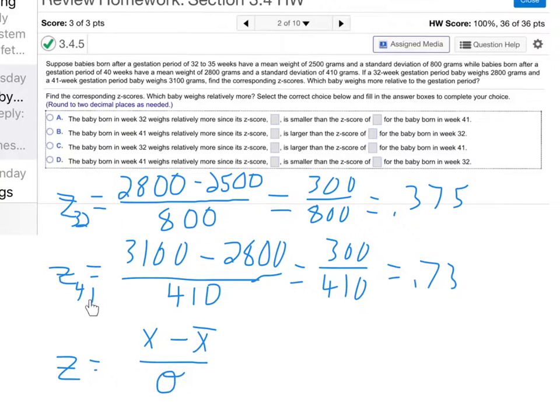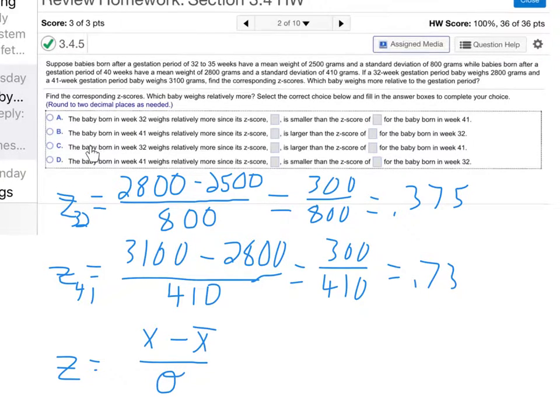Then you want to do the same thing and find the z-score for the 41-week baby. So it's 3,100 grams, which is here, minus the mean, 2,800 grams, all over the standard deviation, which is what I have here, and that works out to 0.73. So this baby weighs more relative to this one.